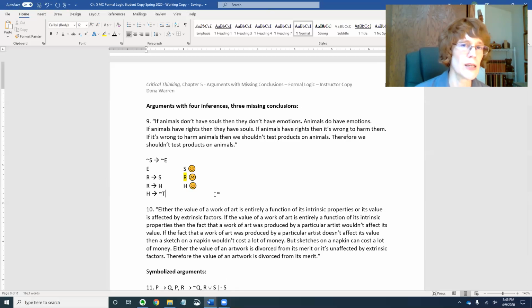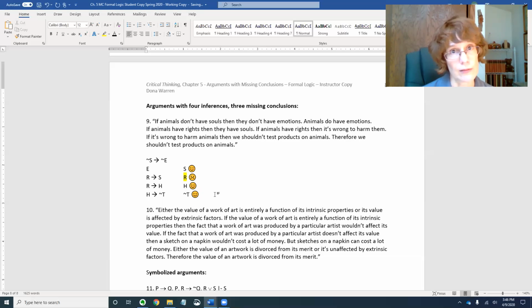Can we conclude something at this point? If so, what? And would that be valid or invalid? That one move. Okay, think about that for a bit. Pause the video, come back when you're ready. Can I conclude something? Yeah, if I've gotten H, I can at this point conclude not T. That one step would be valid. That's fine.